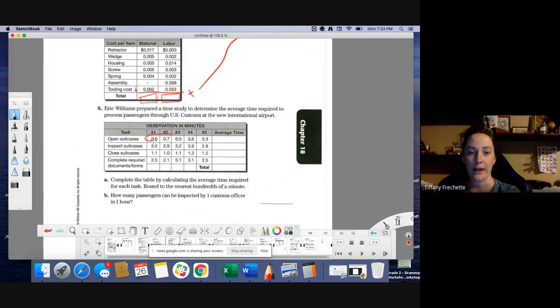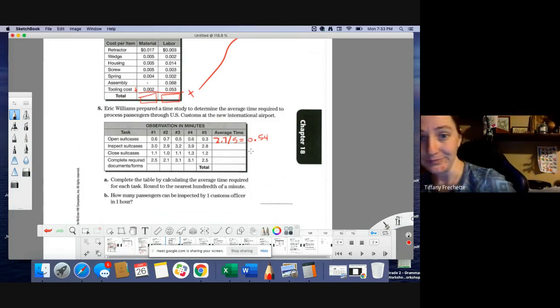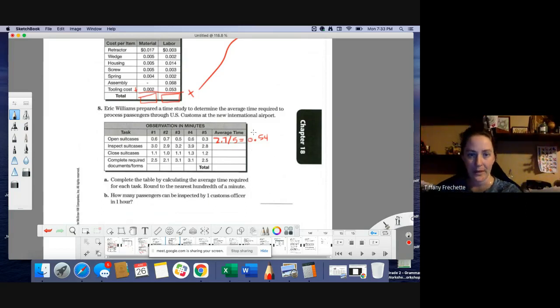So to do an average, you add all of these together, and that would give us 2.7. And average means I'm going to divide by the number of data points there were, which is 5. So 2.7 divided by 5 gives me 0.54. So on average, it takes 0.54 seconds, so half a second, to open the suitcase. It's generally pretty quick, right? So we're going to do that for each one.